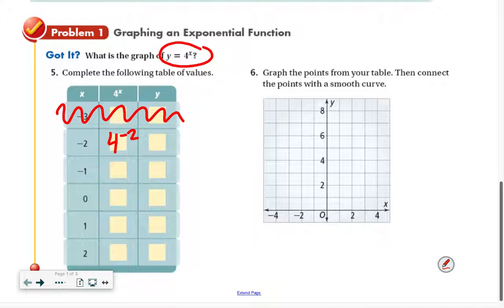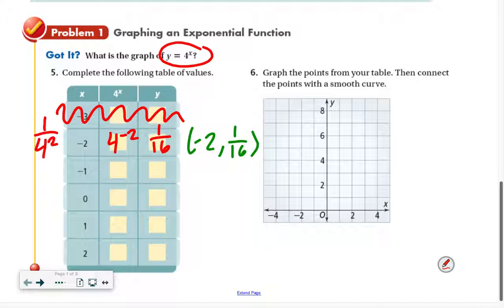Remind me what negative exponents do. It's 1 over, so this is like 1 over 4 squared. What's 4 squared? So my y value is 1 over 16. If my x is -2, my y is 1/16, so my point would be -2, 1/16. That middle column is just there to help you visualize what's happening and where to plug it in.